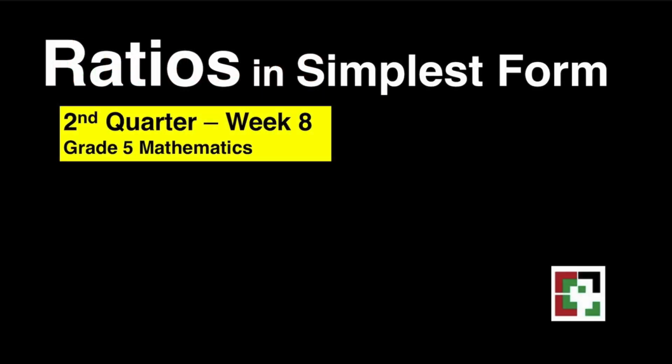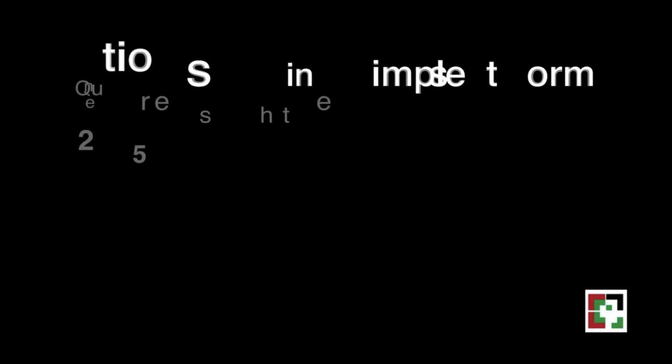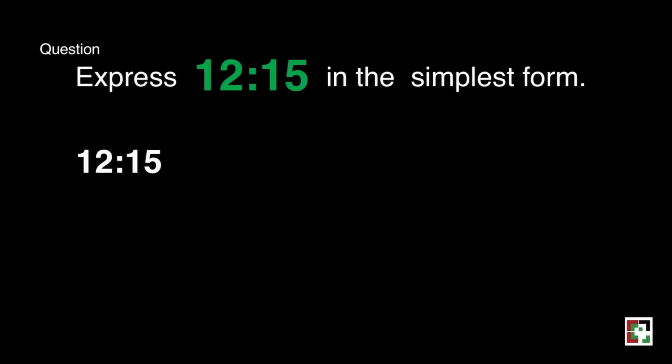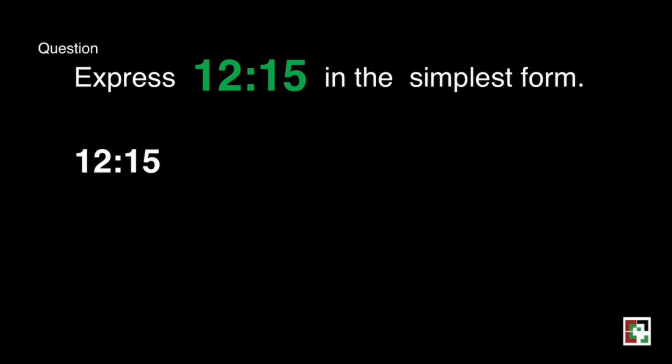This video is all about ratios in simplest form. Our first question, express 12:15 in the simplest form. The first thing that we should do is get the greatest common factor of 12 and 15, and we will get the simplest form.